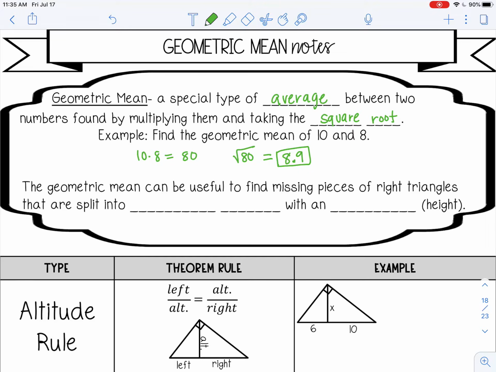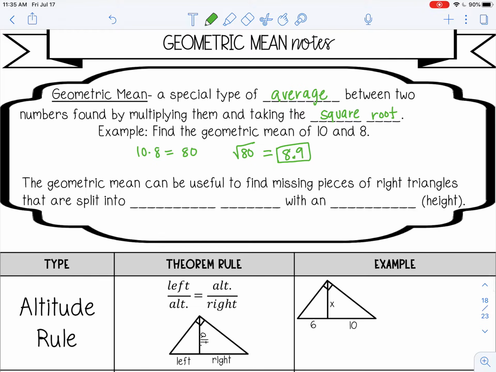The geometric mean can be useful to find missing pieces of right triangles that are split into similar triangles with an altitude, or height.